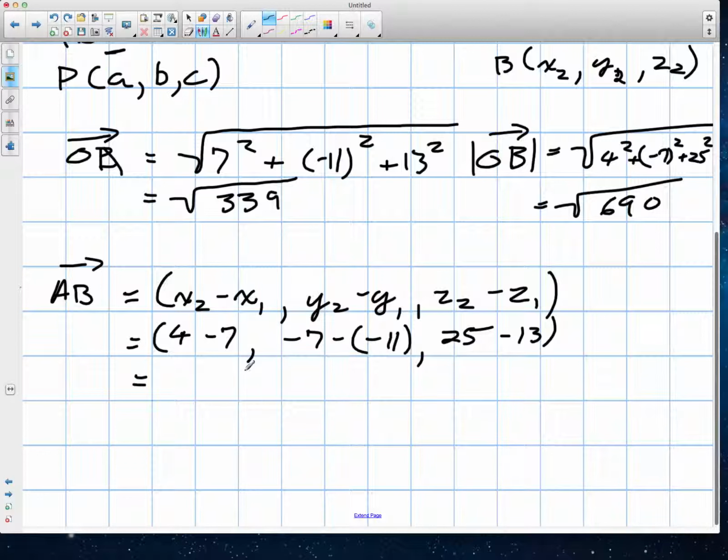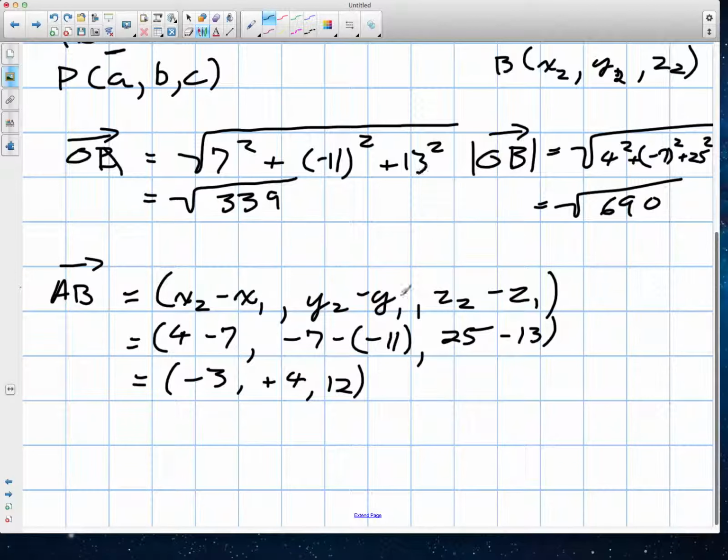When we carry this all out, we will get negative 3, plus 4, and plus 12. Okay. So that's our components. We don't need to have the positive sign in there. Negative 3, 4, and 12 would be our position vector. If we were to move vector AB from where it is to starting at the origin, this is where it would point to. That's what it's telling us.